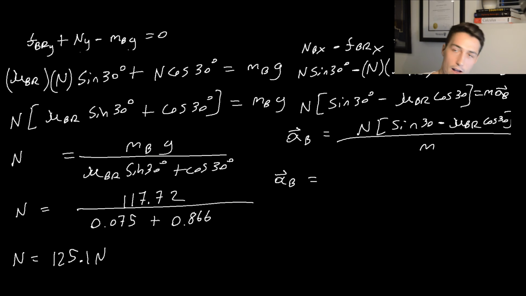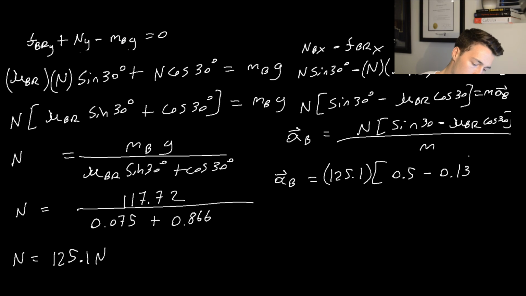And now we have all the information we need. So I'm going to do 125.1 multiplied by sine of 30, 0.5, minus 0.15 times cos of 30, 0.13, divided by 12.